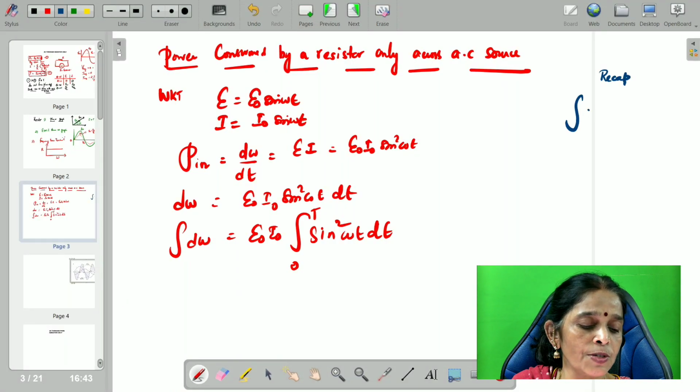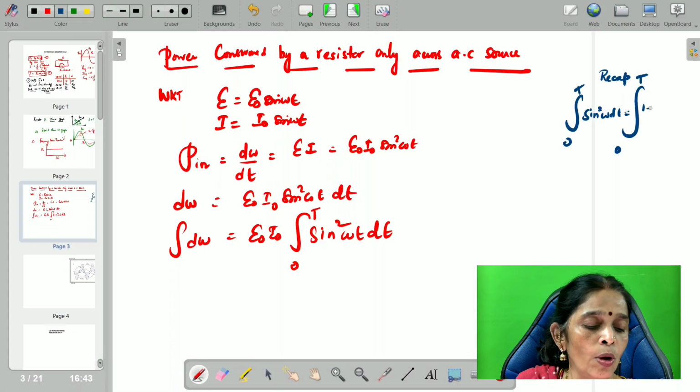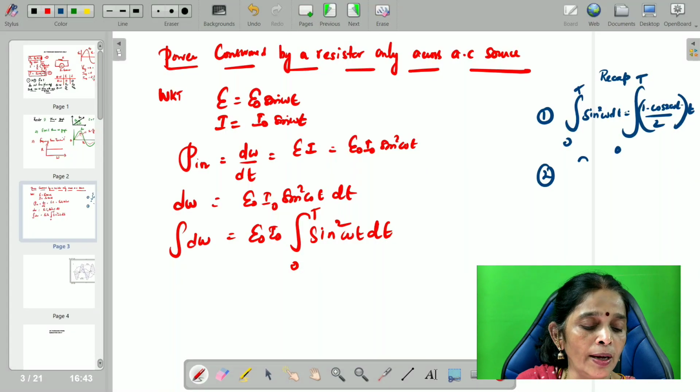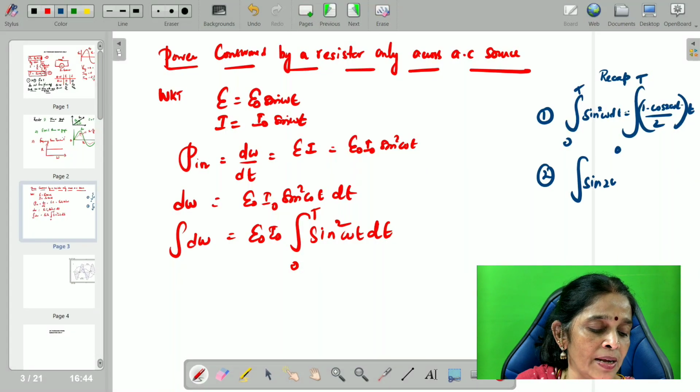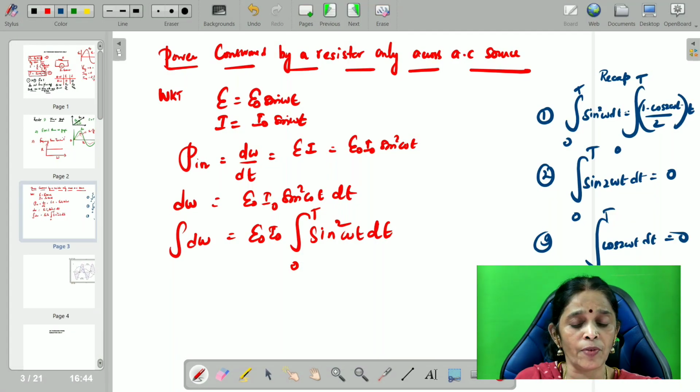What is the integral of sine square omega t dt, which can be written as the integral from 0 to T of (1 minus cos 2 omega t) divided by 2 into dt. This is the first formula. Second formula: the integral of sine 2 omega t from 0 to T dt is equal to 0. Third formula: the integral from 0 to T of cos 2 omega t dt is equal to 0. These are the three formulas I have already given you.